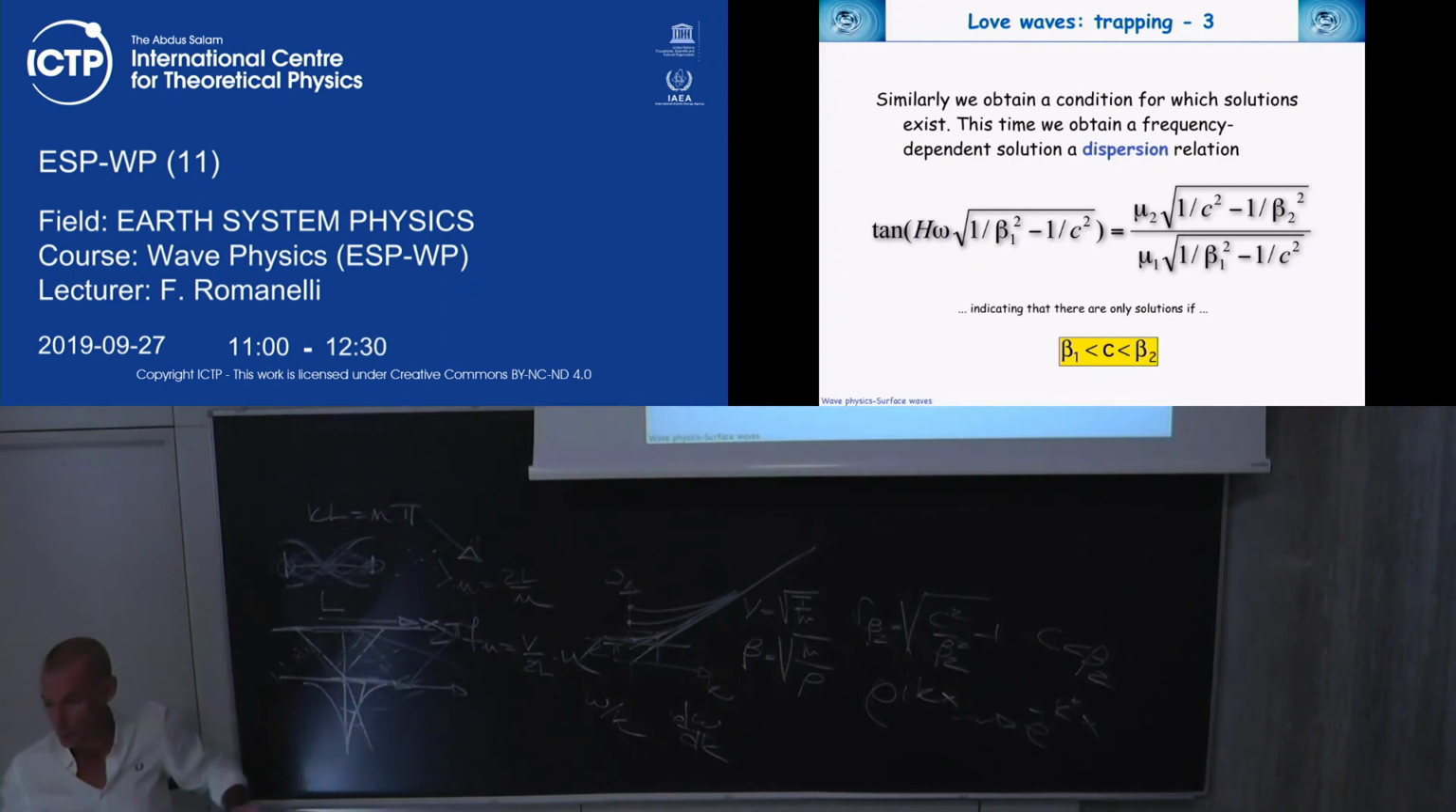Beta 1 and beta 2. It's given. Mu 1, mu 2. It's given. What are the unknowns? C, as a function of omega. It's a dispersion relation: velocity and frequency.